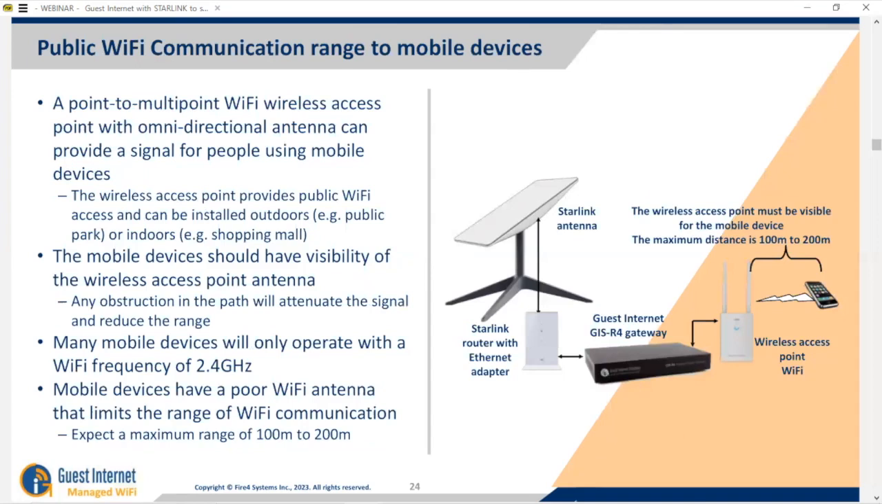The GISR4 gateway has a wireless access point, and that diagram shows the maximum distance to a mobile device, providing that the mobile device has visibility of the antenna. That would be about 100 to 200 meters. It's not a long distance because the mobile device really doesn't have a good antenna. So that would be the radius around the antenna to have a connection to the internet.